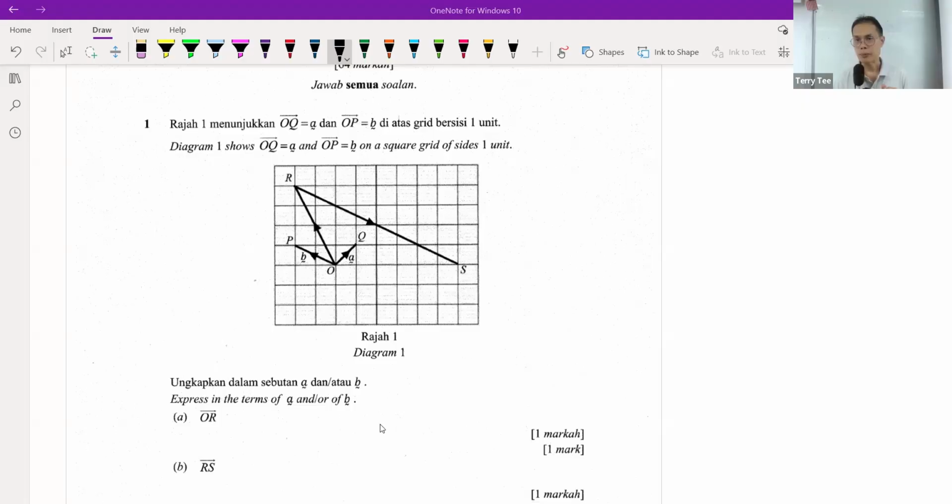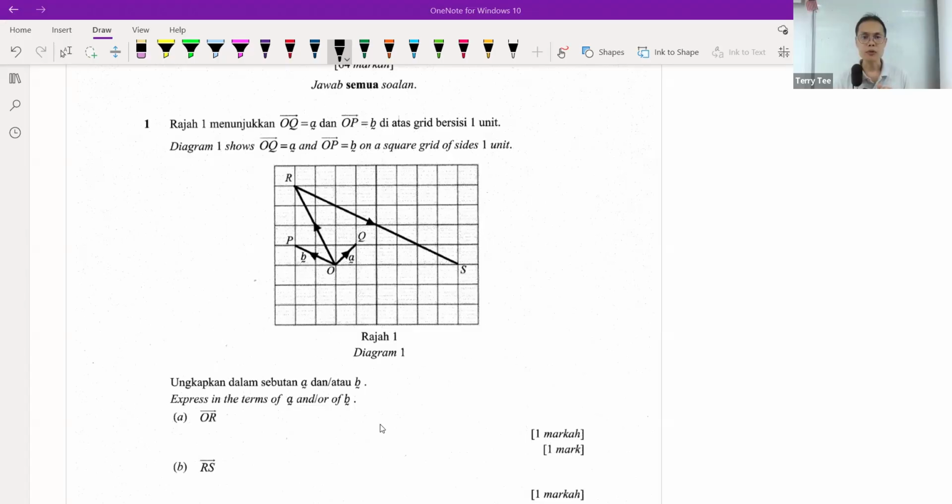Okay, let's begin with the first question. This is from Form 4 Chapter 8 Vectors. The diagram shows vector OA, which is A, and vector OP, which is B, on a square grid. You're supposed to express OR in terms of A and B, and RS in terms of A and B.